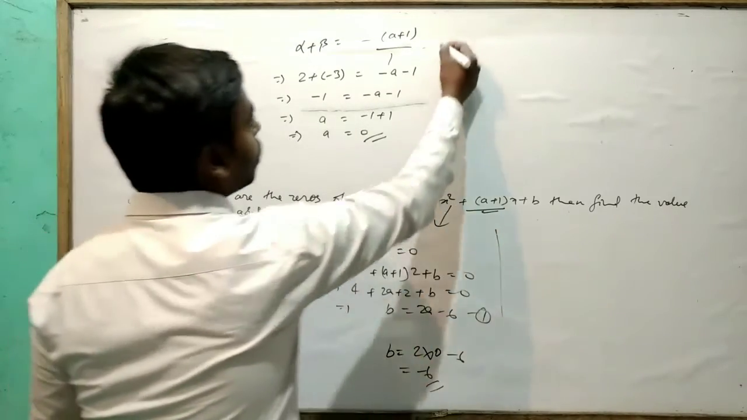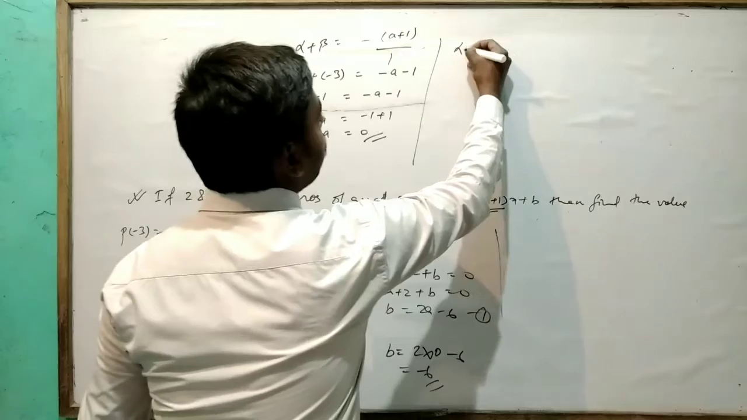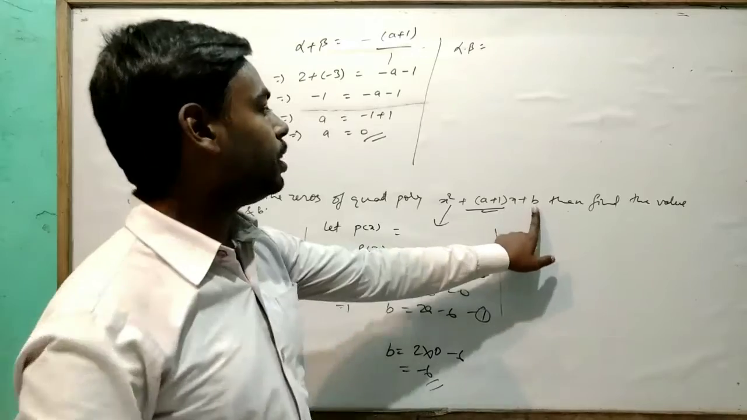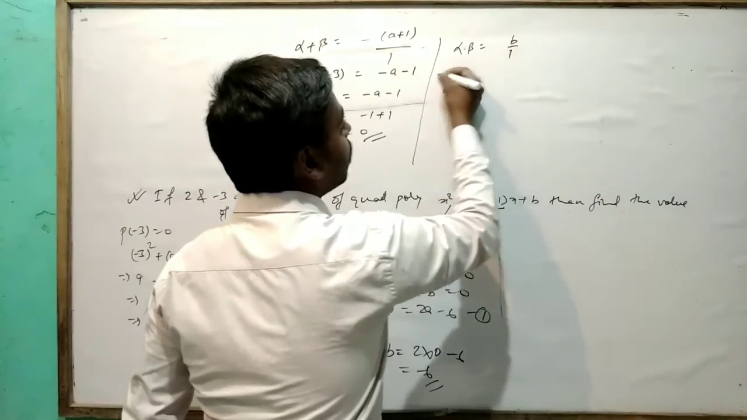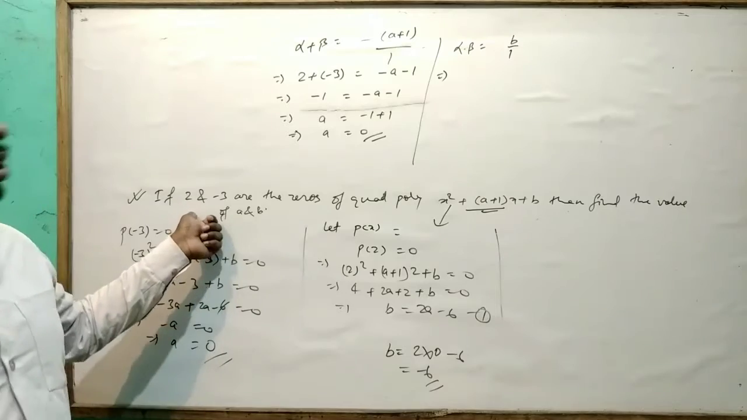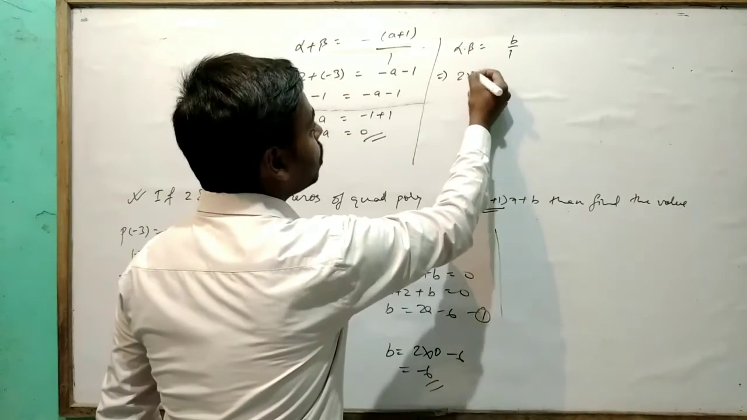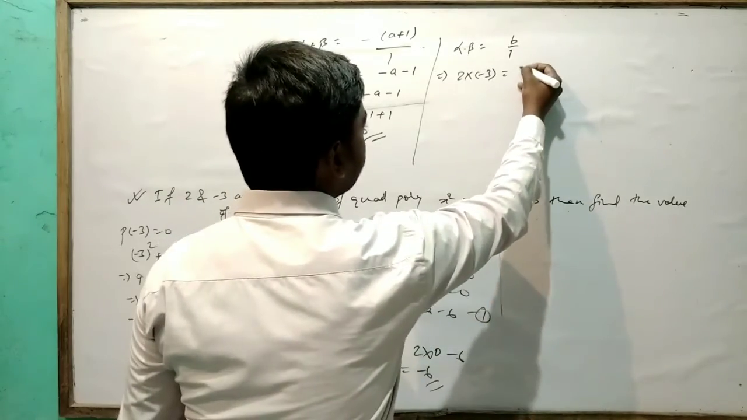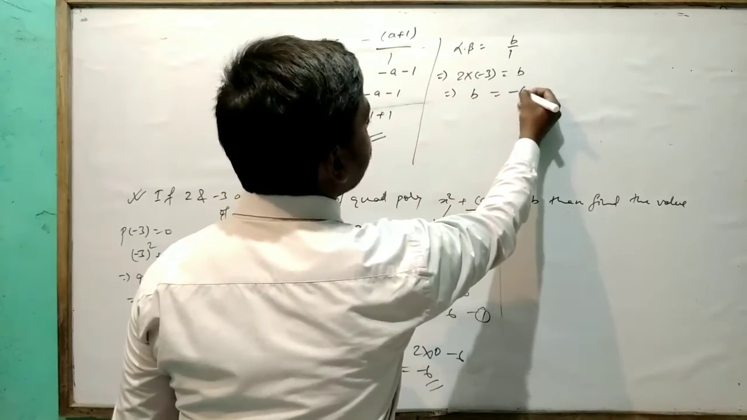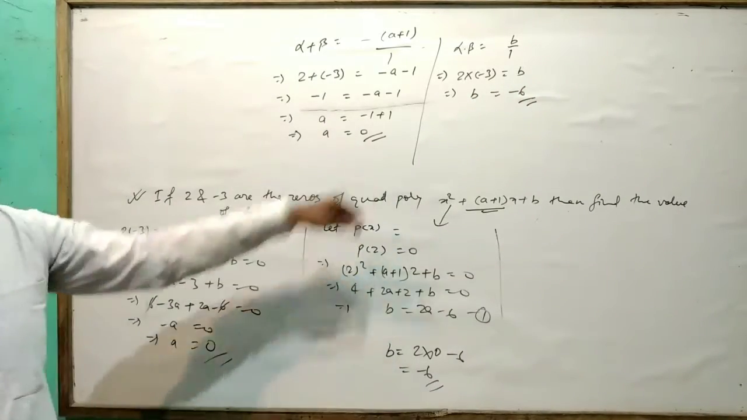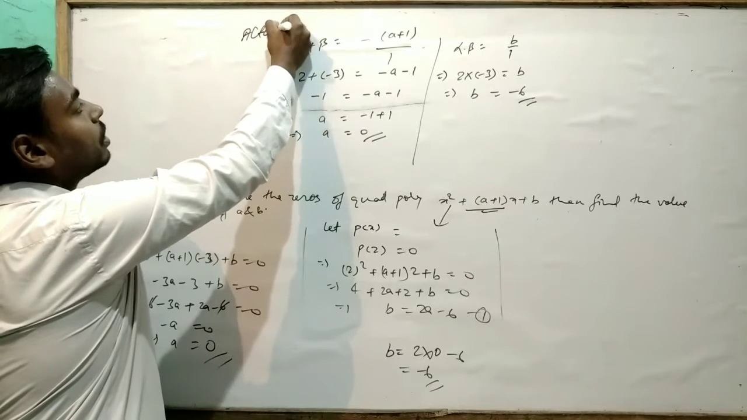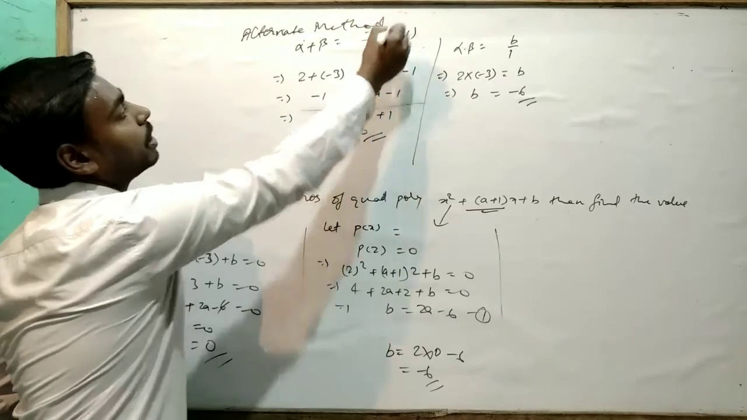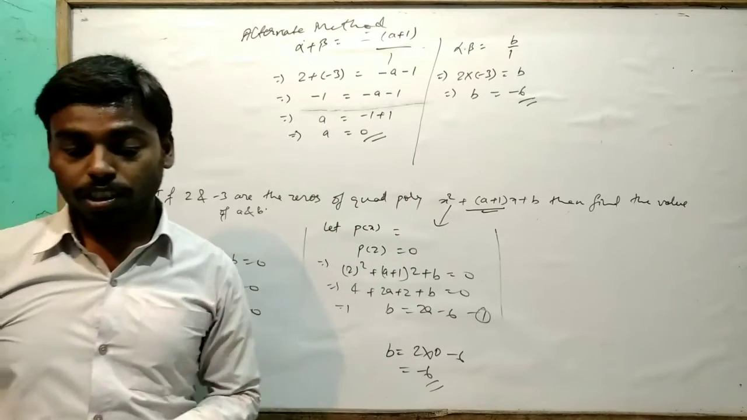Again we can see the product of zeros, alpha into beta, is equal to c by a. Here c is b, and a is 1, and we know that alpha and beta are 2 and minus 3. Then 2 into minus 3 is equal to b, and b is equal to minus 6. This is the alternate method to solve this question. Okay, next we see another example.